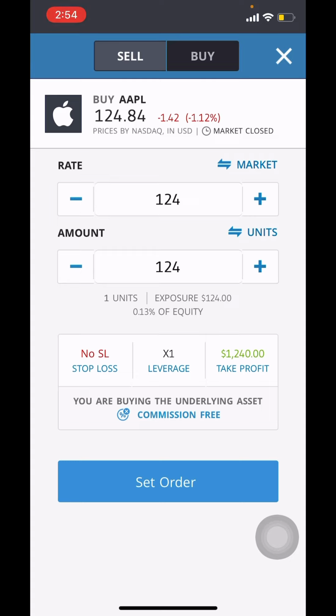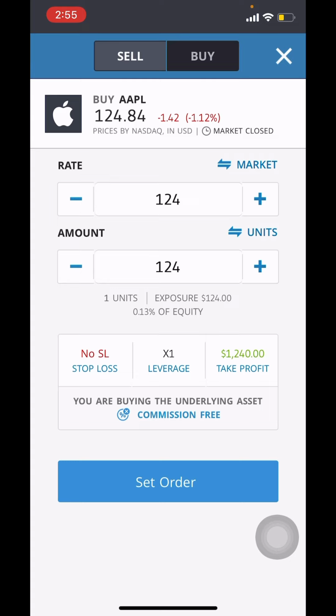And when you click set order, it will set that order immediately, but not until the Apple price goes down to 124. So when the opening price is 124.84, and it keeps fluctuating, it will not automatically open that trade for you. So you have to wait for a few minutes, few hours, it depends. And then once that stock price hits 124, then your trade will be open in the market. Okay, so that's just what that means.